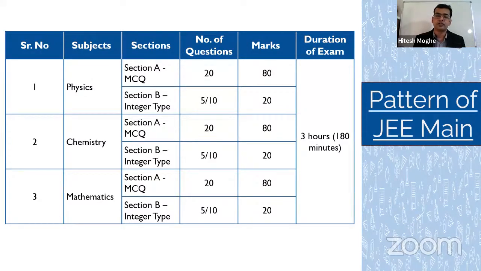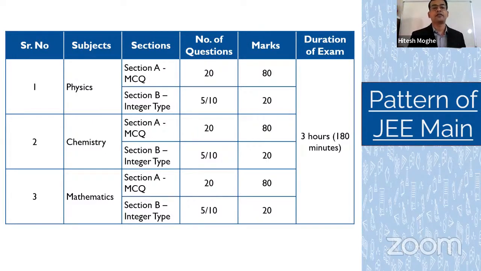In those 30 questions, 20 questions are objective. There are ABCD options, and you have to mark the correct option. And 10 questions are like fill in the blanks. You have to type your answer as an integer, like 17, 20, -3. You will get the answer and you have to type that answer in the answer box.